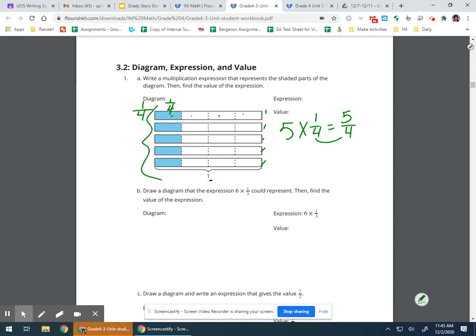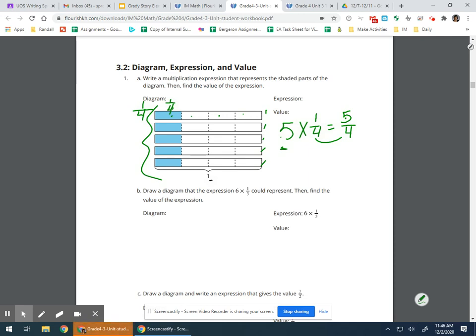There's 5 groups. That's how we got the 5. 5 times 1 is 5. And then the denominator stays the same because there's 4 pieces in each group. So that's 5 groups of 1/4. All right, here we go.